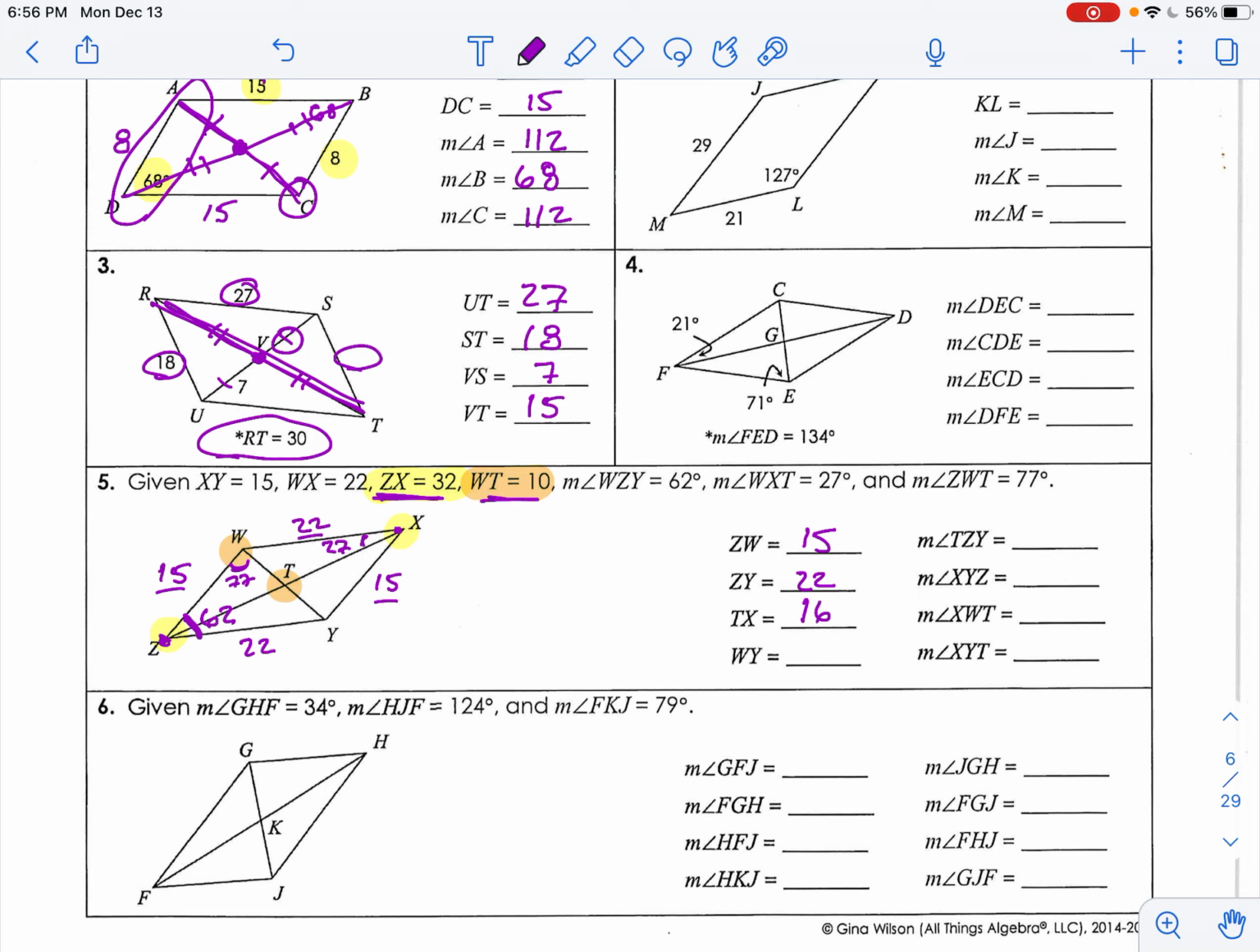And then here, if WT is 10, so this little piece here is 10, what would this piece be, right? WY. Oh, the whole thing. So if this is 10, this would be 10, right? So what is WY? 10 plus 10 would give you 20. So a little bit tricky there.